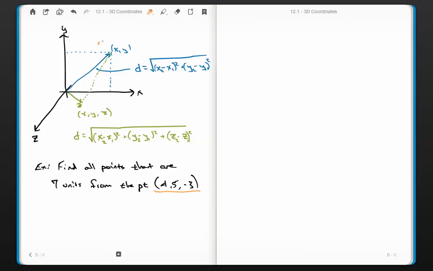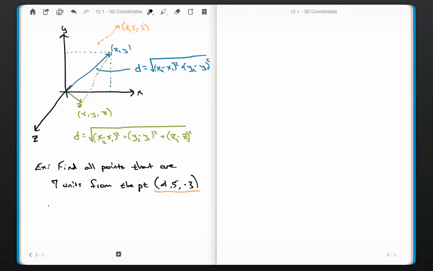And then I'd have to go in the negative direction back this way to -3. So we'll say that's 4, 5, -3. And I wanted to find all the points that are 7 units away from that. How could I write that?